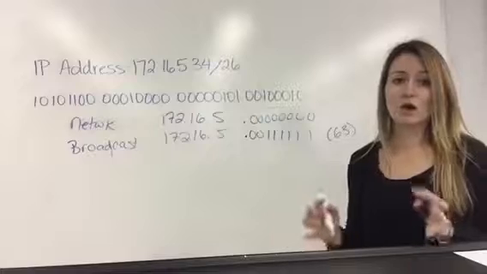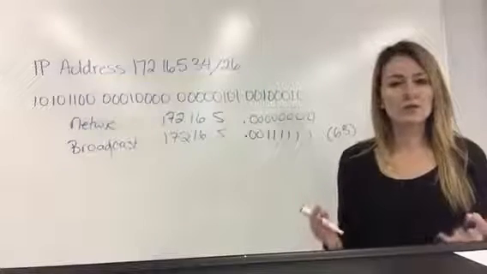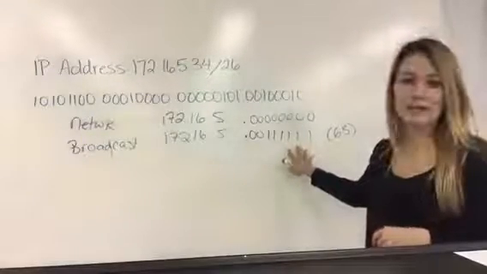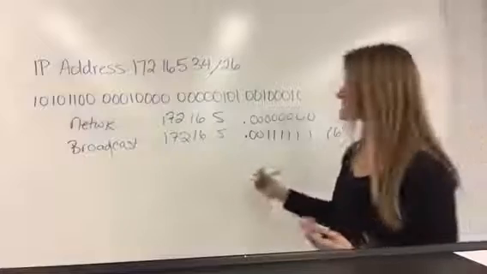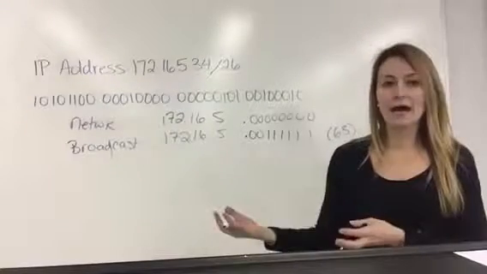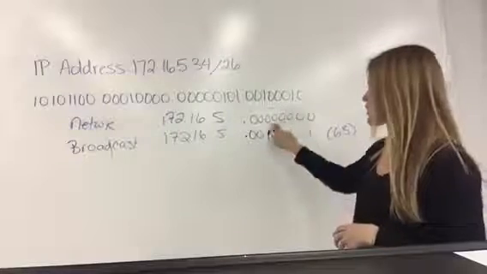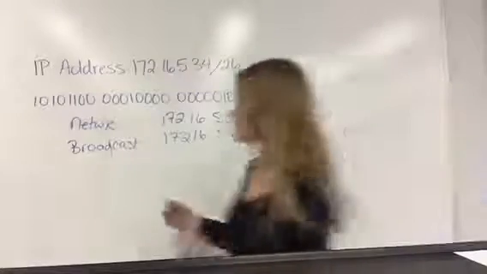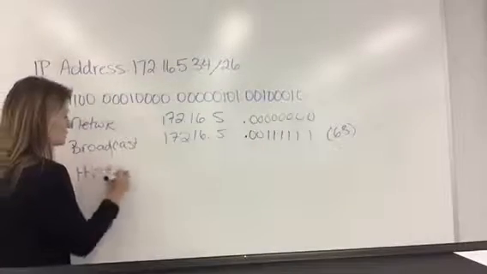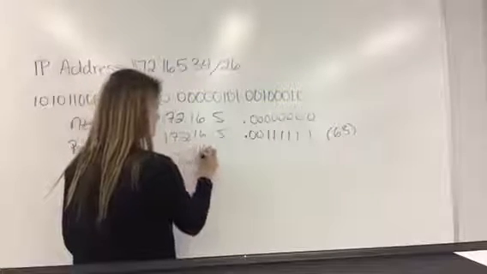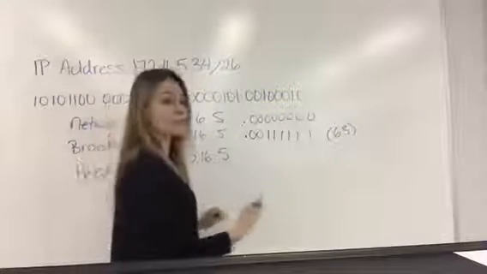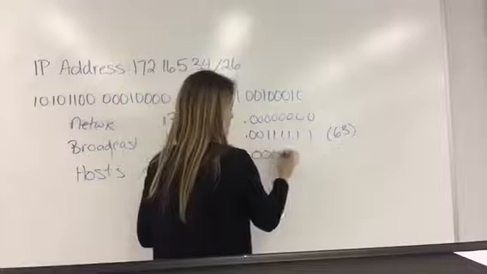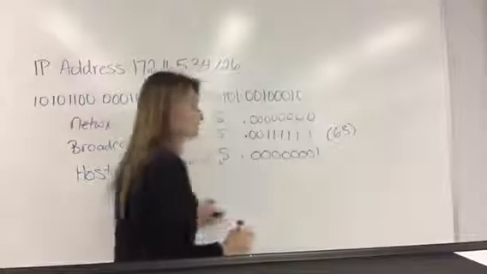How do we determine our host addresses? Well, our host addresses are everything in between that. So what you can do is take your broadcast address and subtract 1 from it, and that would be your last host address. And you can take your network address and add 1 to it, and that would be your first host address. So your hosts are going to be 172.16.5, and then for the first host address, we're going to add 1 to the network. 1, 2, 3, 4, 5, 6, 7, 8, right?